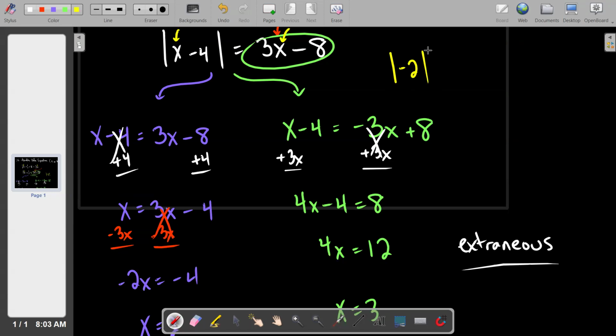I got no problems with that. You can evaluate anything inside an absolute value. Negative 2, 2, 5, 1.6, 0. Like it doesn't matter. But my concern lies on the right-hand side. If you put a 2 in there, what is 3 times 2? What is 6 minus 8? Can the absolute value of negative 2 equal negative 2?